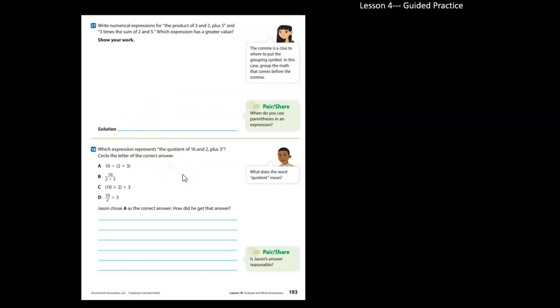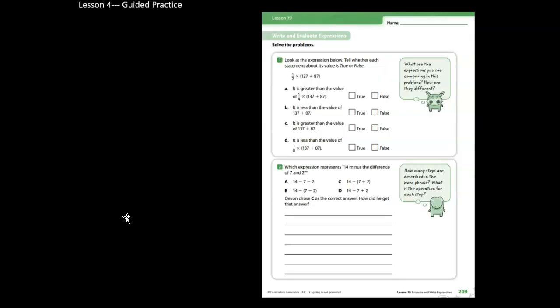Number 18, you're going to circle the correct answer, and you're going to answer why A is not correct, which is what Jason chose. Then I want you to go ahead and do the workbook pages 209 and 210. This is the true, false for each one of those. Work them out. Make sure that you're getting those correct with no doubt that it could be wrong. If you've worked them all out, you know.